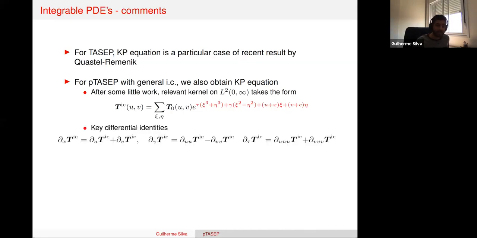And there's just very few things that one needs to know to get KP. And those are basically some identities between parameter derivatives of the kernel and variable derivatives of the kernel. Once you have those identities, which are basically coming from this cubic polynomial, you're done. You get the KP equation.